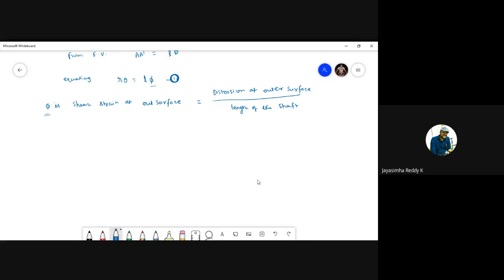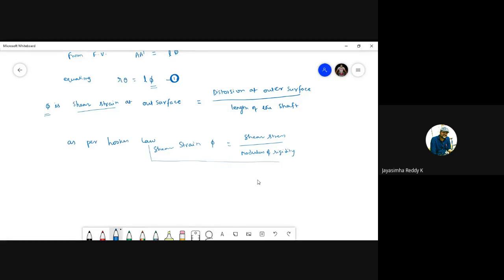Okay, phi we take as shear strain, shear strain at the outer surface. So shear strain at the outer surface can be given as distortion at the outer surface by length of the shaft. So phi, as per Hooke's law, we have shear strain phi is equal to shear stress by modulus of rigidity. So this we know, students.